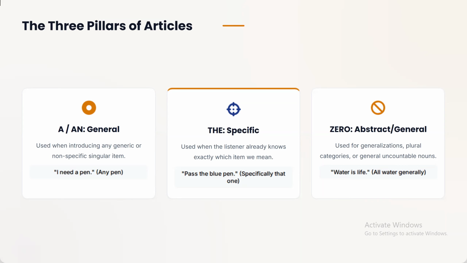Zero article means no article. This is the ultimate trap zone. We don't use a, an, or the for general uncountable nouns. Please take note of that. Or general plurals. You don't use a, an, or the for general uncountable nouns or general plurals.